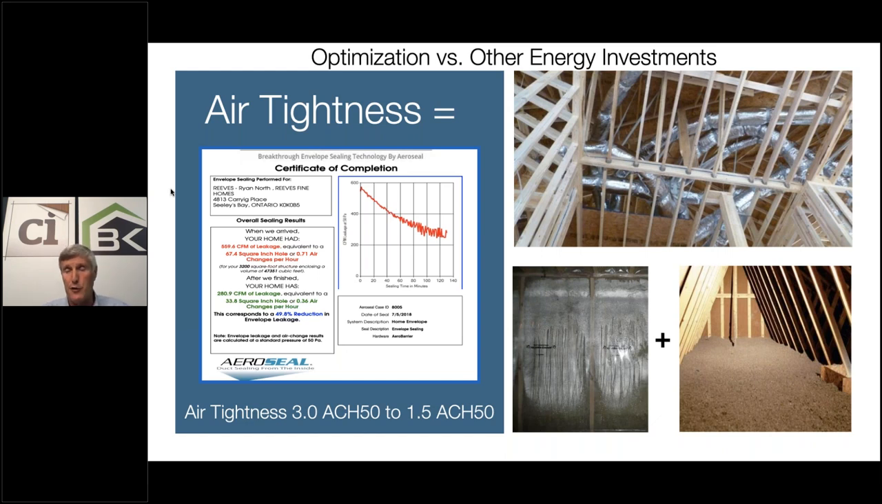Now, you know there's ways of getting ducts in conditioned space. Spray foam's one way, spray foam the attic. The other way, of course, is to do drop ceilings, ductwork, and floor joists. But they have cost implications, process implications. Air tightness is on par with that.